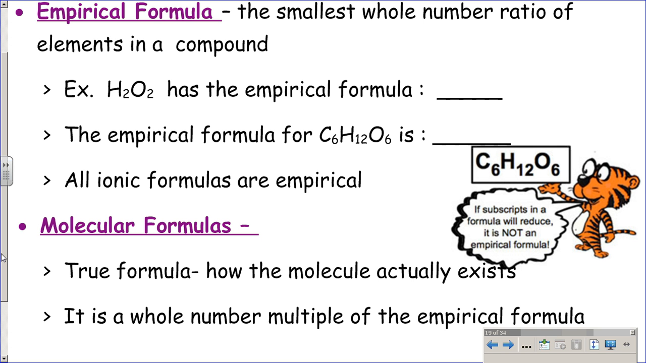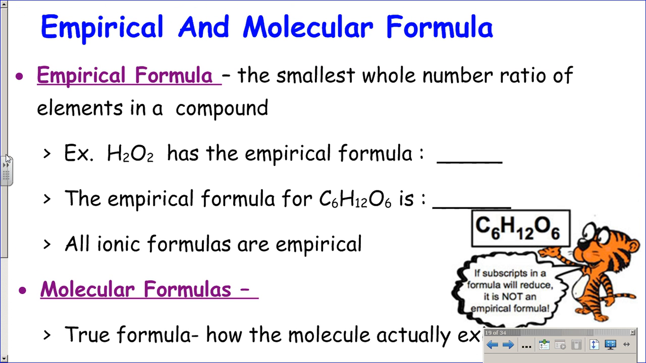Okay, so I'm going to scroll back to the bottom just a minute, but let me go ahead and start up here. So we've got empirical and molecular. Empirical formulas are always just simple formulas. We've reduced all ratios down to the simplest ratio possible. I mentioned that a lot when we talked about reducing all ionic formulas. That's exactly what I'm talking about now.